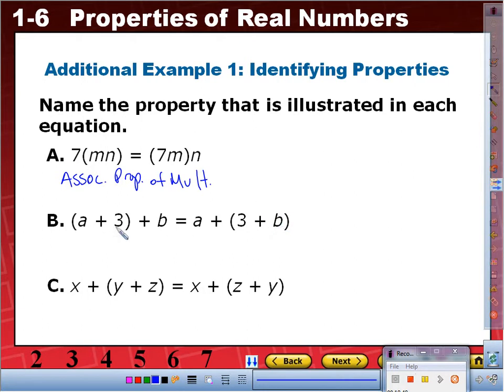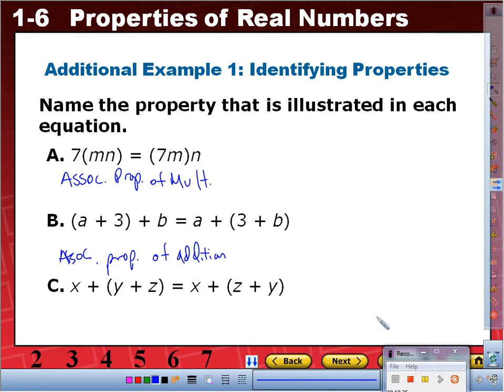Did it change? No. So then we're assuming it's associative. Let's see. Yeah, because they're grouping these two first and over here the last two. So it's associative property. And what operation are they using? Of addition. Okay? Look at the third one. That one's a tricky one.